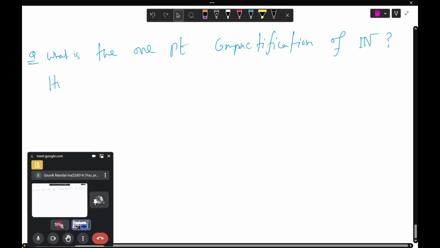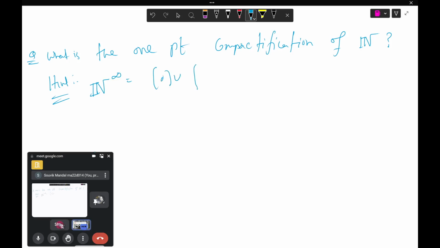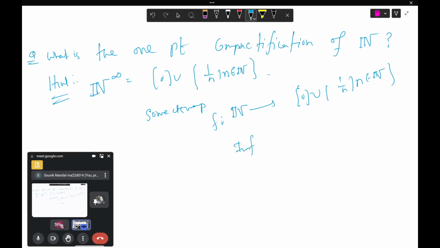Okay, so first let me give the hint. The sequence 1, 1/2, 1/3, and so on, including zero, is the one-point compactification of capital N. So basically, in order to show this, you need to find some obviously continuous map f from N to this set, such that if this set is capital X, then X minus the image of f is a singleton. This is what you need to show.